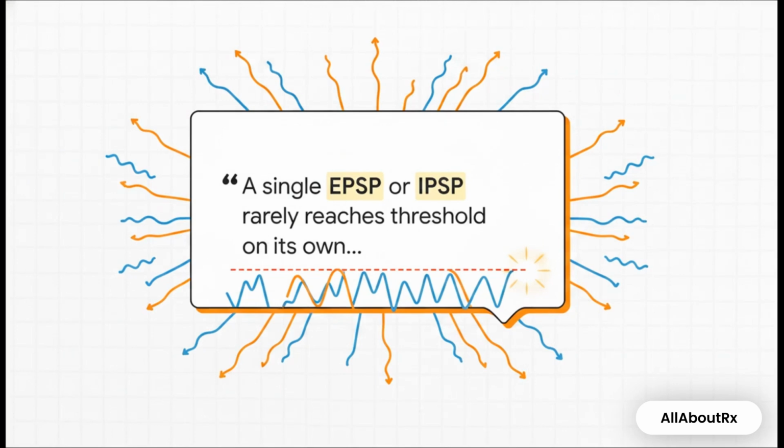A single subthreshold potential, like one EPSP or IPSP, rarely reaches threshold on its own. One active excitatory synapse just isn't enough to trigger an action potential. The neuron actually requires a grand postsynaptic potential. That's a composite tally of all the excitatory and inhibitory inputs happening at the same time, all working together to finally cross the threshold and fire its own signal.